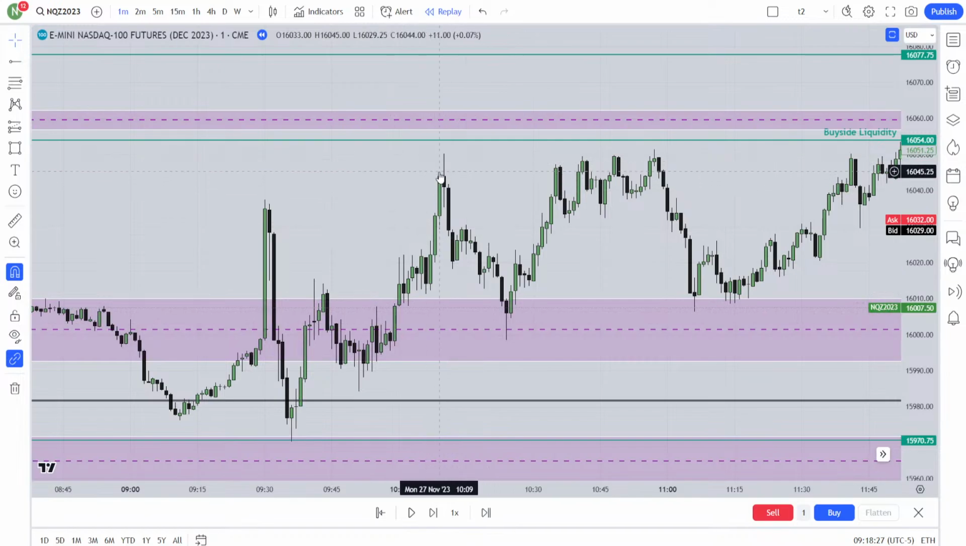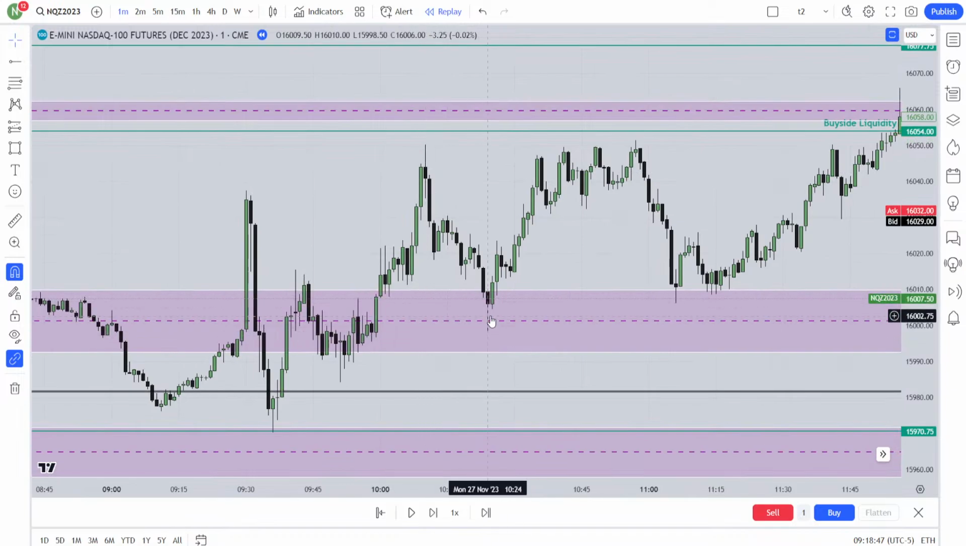Instead of that, what has price done? It came very near to the buy side liquidity. That means it has made that buy side liquidity stronger. Retail traders are thinking this is very strong resistance. They had sold here as well. Now it has made more liquidity over there.